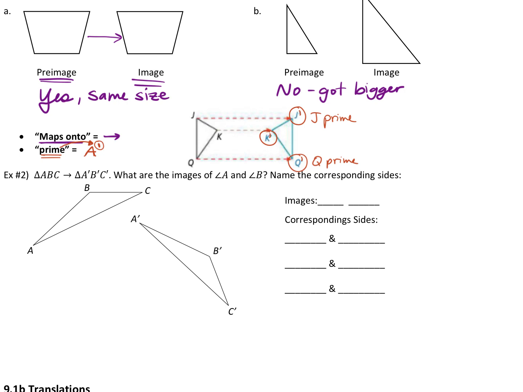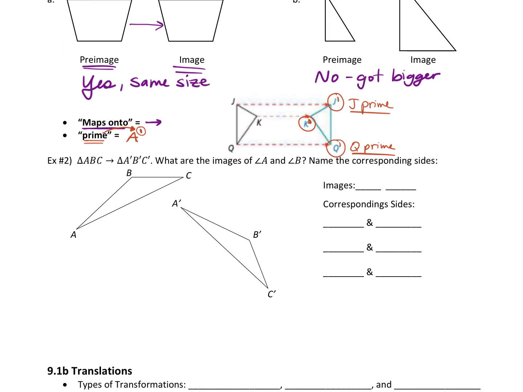Wait, the K is a prime too? The K would be prime also, yeah. I'm just telling you how to name it. You say Q prime. If you see a different color, sometimes it's a different color, but if it has the little apostrophe, that's what you're looking for.